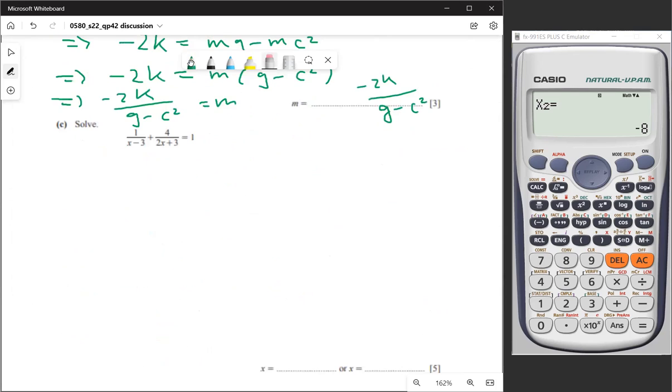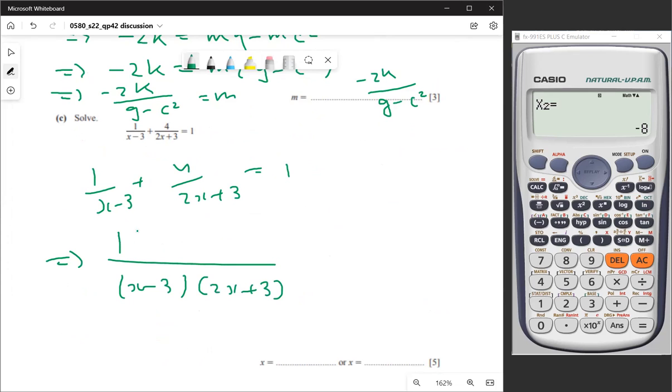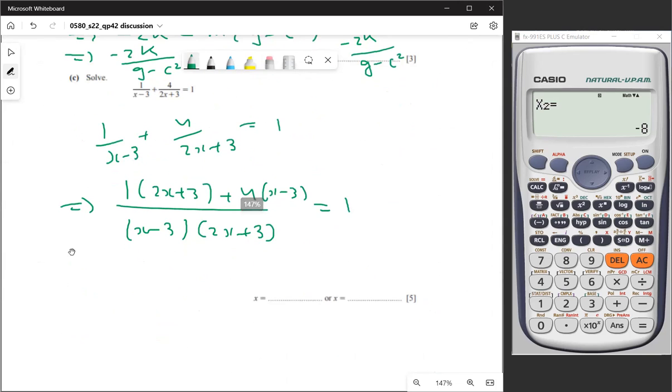And the second after this, C as well: 1 minus x minus 3 plus 4 over 2x plus 3 is equal to 1. Now, in questions like these, you have to make the denominator common. So we'll do x minus 3, 2x plus 3, and 1 plus 4x minus 3 is equal to 1. Now, what we get from this is that 2x plus 3 plus 4x minus 12 is equal to x minus 3 times 2x plus 3.